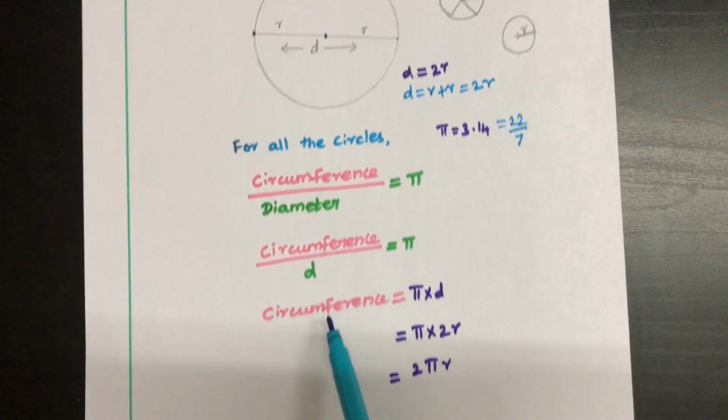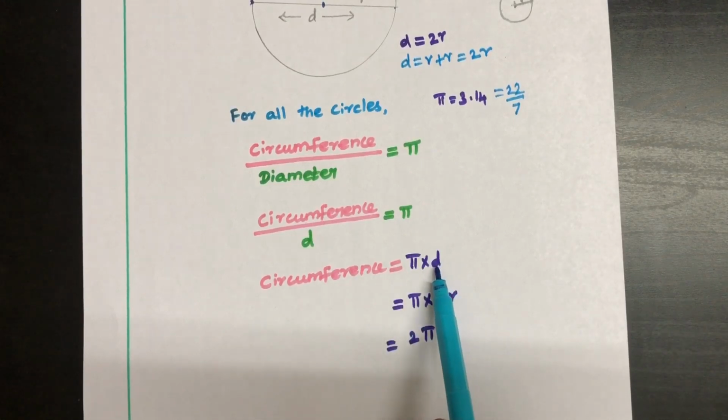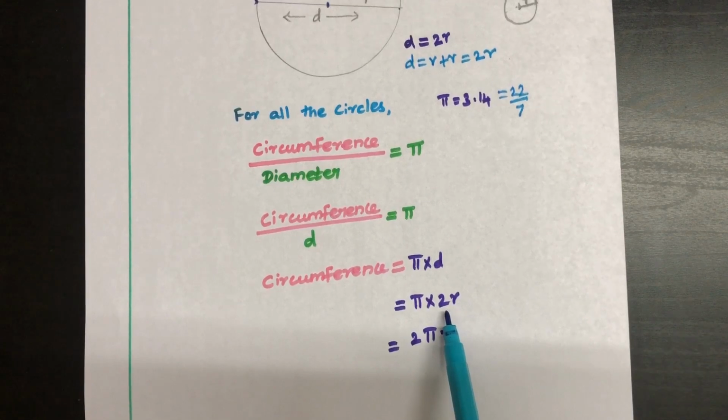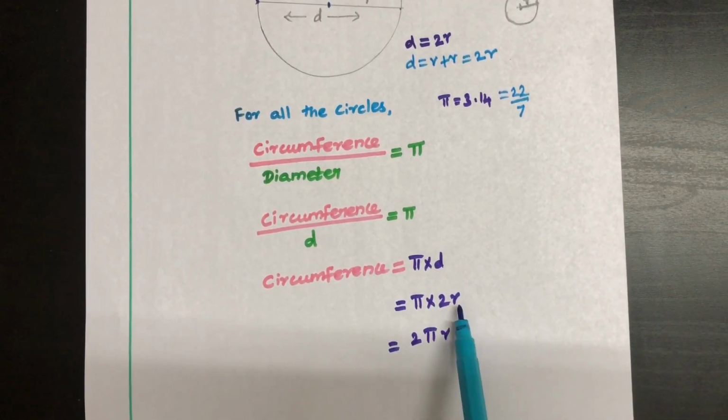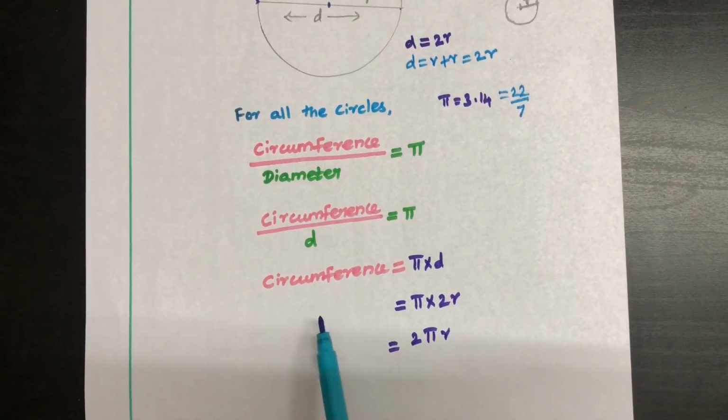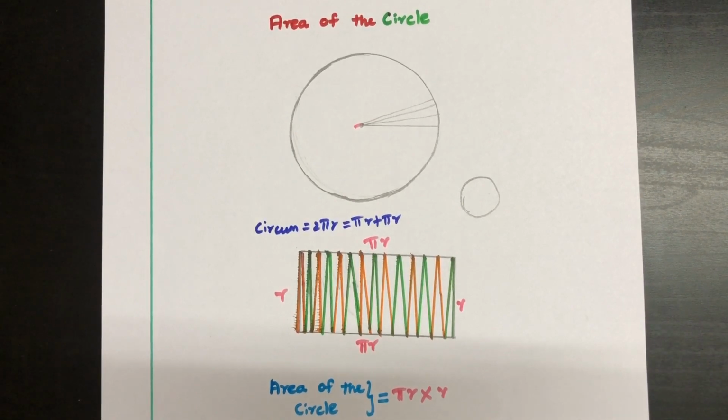So, circumference is equal to pi into d, right? Instead of d, we can give this as 2r, because diameter is nothing but 2 into radius. So, 2 pi r is the circumference of the circle. This is the formula for circumference of the circle: 2 pi r. Area of the circle.